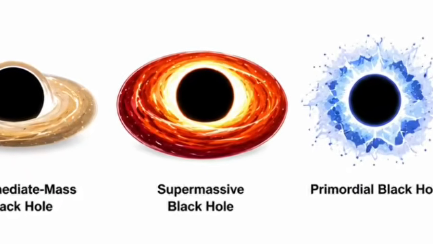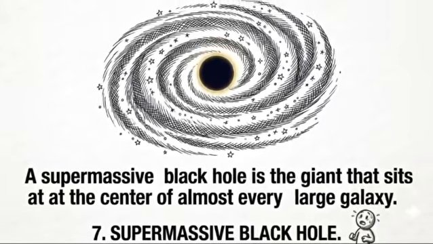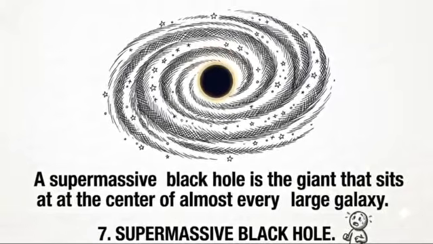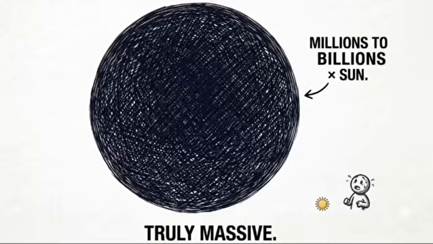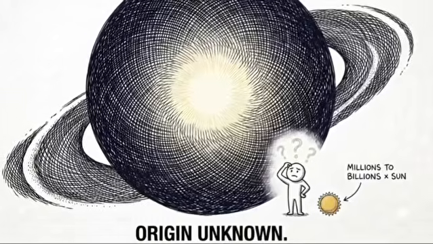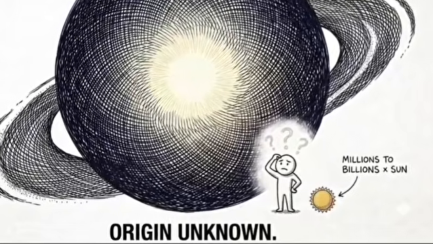Supermassive black hole. A supermassive black hole is the giant that sits at the center of almost every large galaxy. These monsters contain millions or even billions of times the Sun's mass. Unlike stellar black holes, their exact origin is still one of astronomy's biggest mysteries.